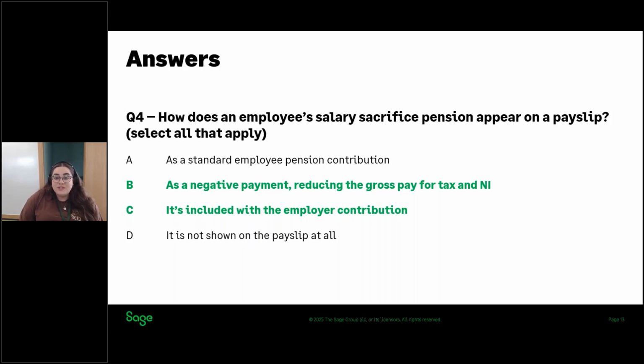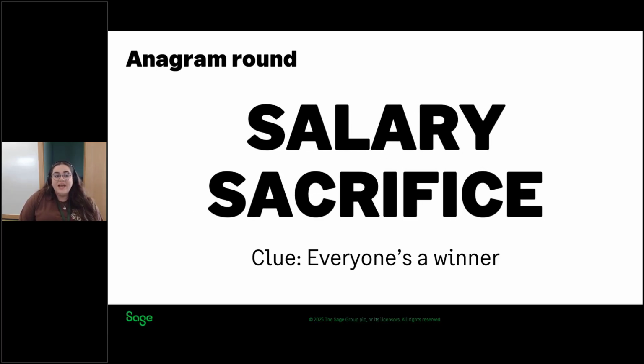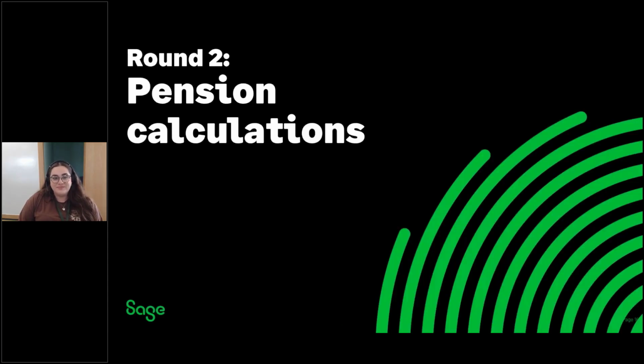And lastly, before we move over to Duncan for round 2, we will reveal the anagram. I can see quite a few of you got that right in the chat, but it was Alice's Scary Fair. The clue was everyone's a winner. And it was salary sacrifice. So well done. Of course, salary sacrifice schemes do have some great benefits, including potential savings for tax and national insurance for the employee, and then of course national insurance for the employer as well, just to name a couple of them. But well done, that is round 1, so we will pass over to Duncan for round number 2.